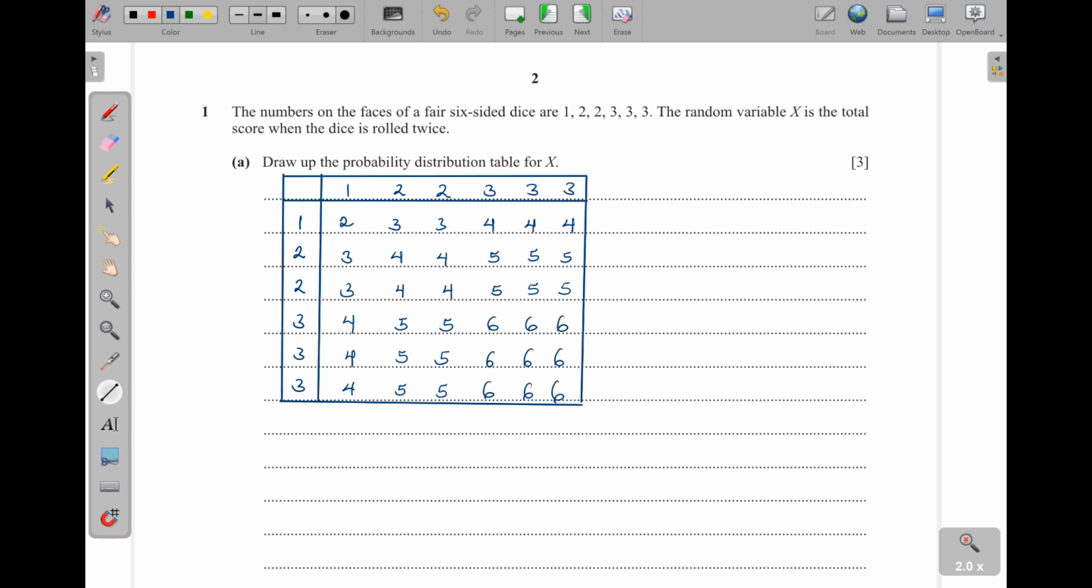Now, from here, we are supposed to write down the probability distribution table. So what is it like? We have our x values here, and then we have the probability of X equal to x. Now you can see that we are having a 2, we have 3, we have 4s, we have 5s, and we have 6s. Okay, so we put this in the table.